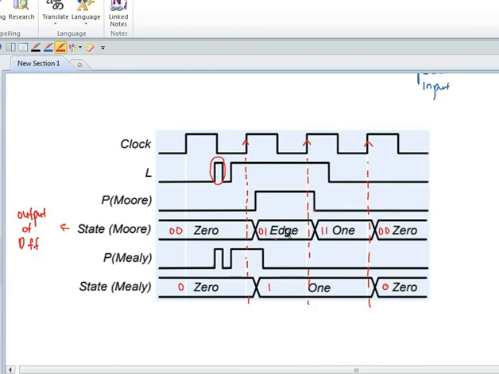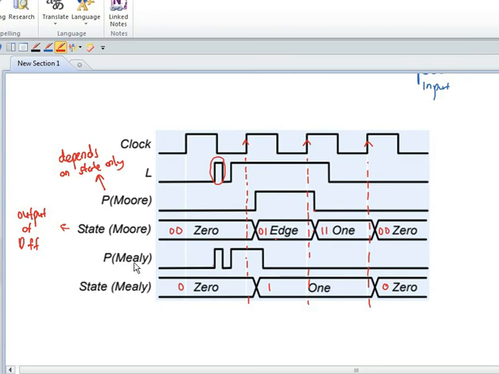And while you are in edge, if you detect a 1 at the next clock edge, move to the next state, which is 1. And then if you are in state 1 and your L is 0 at the clock edge, you return to state 0. Now remember, in a Moore machine, the P depends on state only. In other words, when your state is edge, your P equals 1. So it equals 1 all the time while you are in this state.